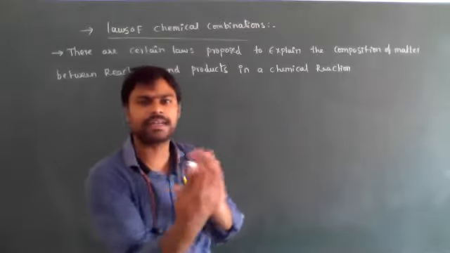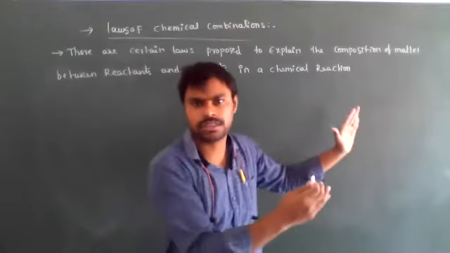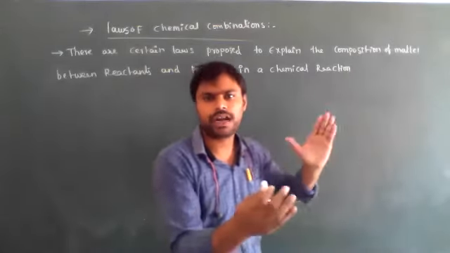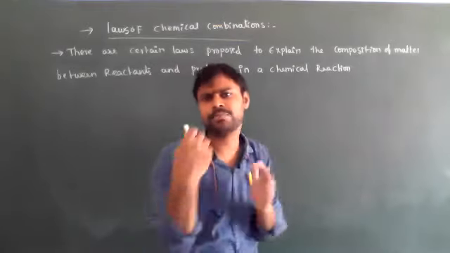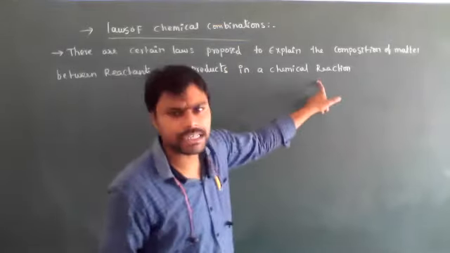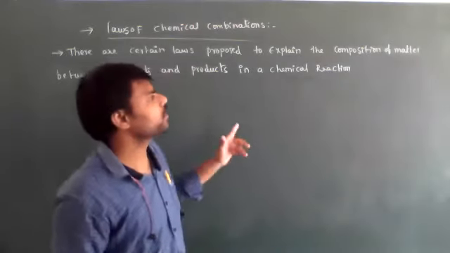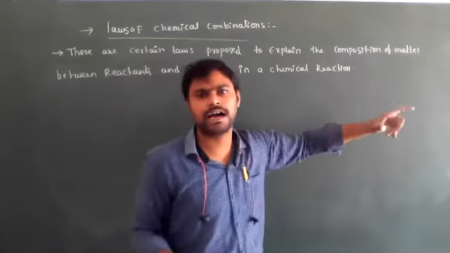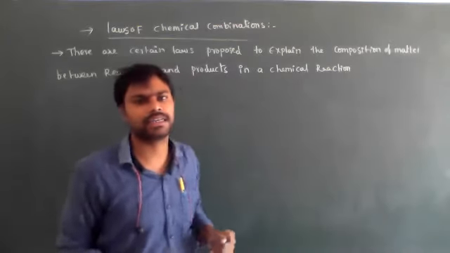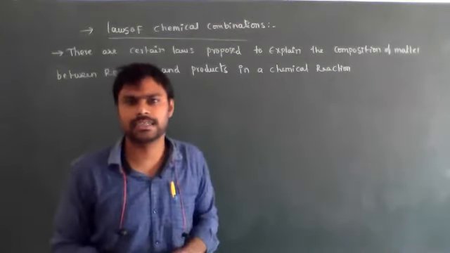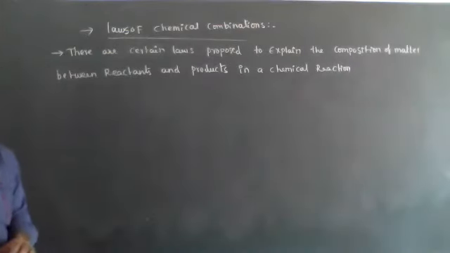What is a chemical reaction? One substance or one compound is converted into another compound, or one or two compounds combine to give some other compound. Such a type of change is called a chemical reaction. In that chemical reaction, in order to explain the composition of matter, the scientists proposed certain laws. Those are called the laws of chemical combinations.